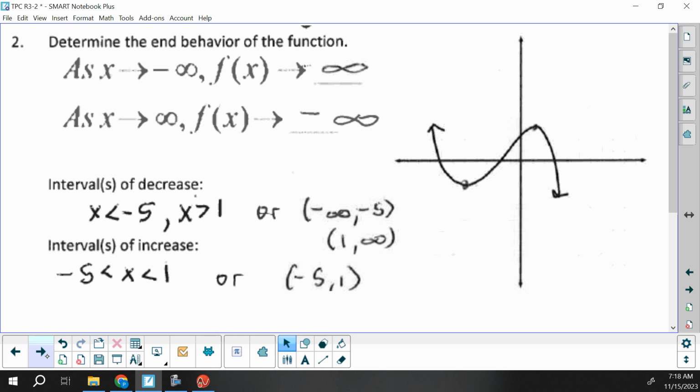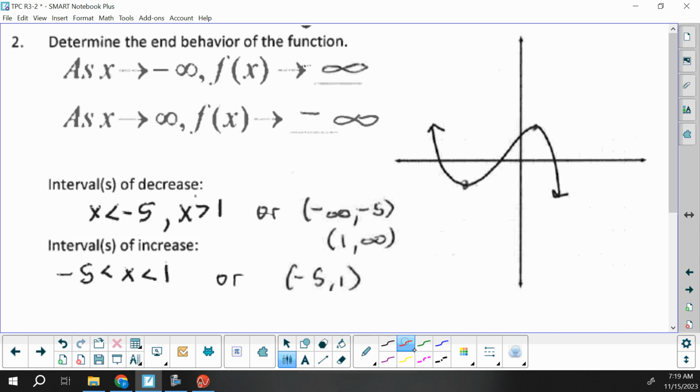For number 2, as x goes to -infinity, so that means we want to look far to the left of the graph. When we look far to the left of the graph, it is going upwards, so f of x is approaching infinity. As x is approaching positive infinity, that means we want to look far right on the graph. Our graph is heading downwards, so that is approaching -infinity.